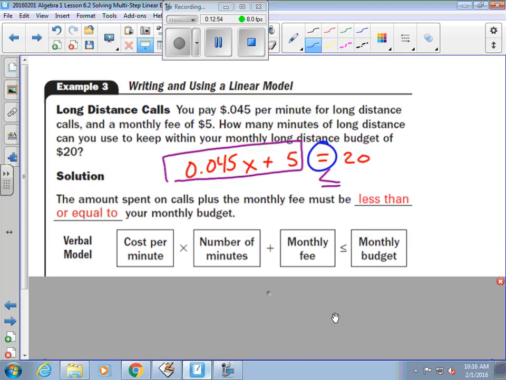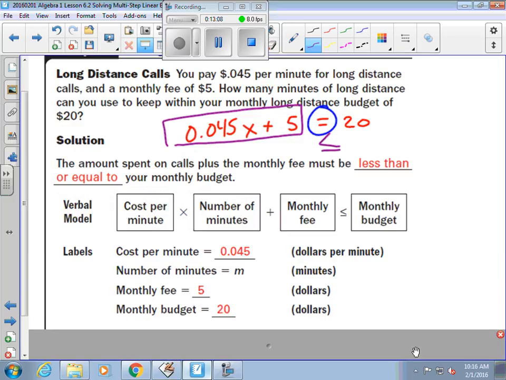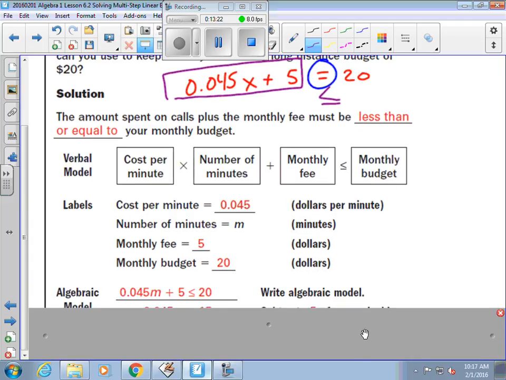So we got a verbal model here. Cost per minute times number of minutes plus the monthly fee has to be less than or equal to the monthly budget. And that's what we just made algebraically. So algebraically, these are all of the labels. Cost per minute is 0.045. The number of minutes is M. I used M instead of X. M, variable. Monthly fee is 5. Monthly budget is 20. So algebraically, 0.045M, all I did was put X, again, variable, plus 5 has to be less than or equal to 20.